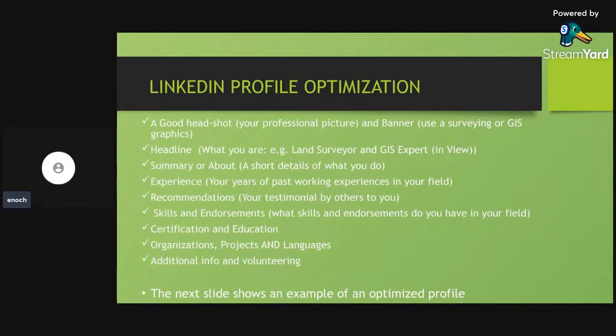Now, for the LinkedIn optimization process, these are the things you need: a good headshot, a headline, a summary about your experience, your recommendations, your testimonials by others to you, your skills and endowments. What skills and endowments do you have in your field? Your certification and education, your organization, your projects and languages. Additional information is also needed, and volunteering skills.